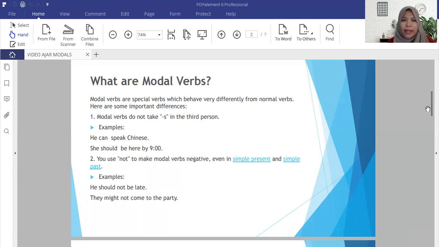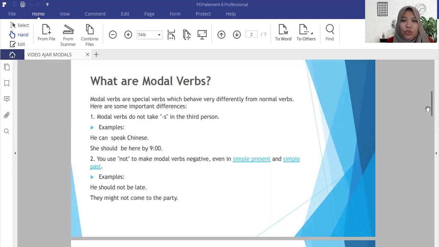Examples: he can speak Chinese. Normally, if we use only a normal verb, for example, he speaks Chinese, after speak we have to use s. But in this case, because it is a modal verb, we do not use s. It is the same with the second example: she should be here by 9 o'clock. After should, it should be the base verb. So to be becomes the word be, because we need the very base form. She should be here by 9 o'clock.